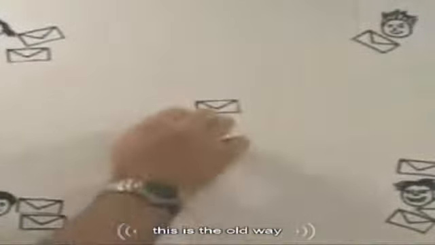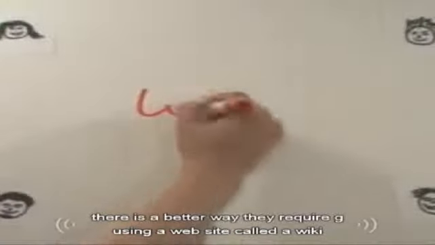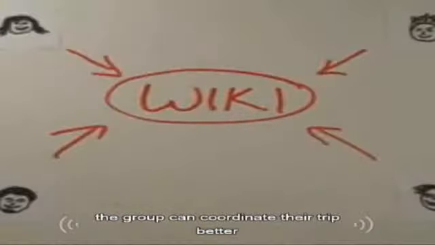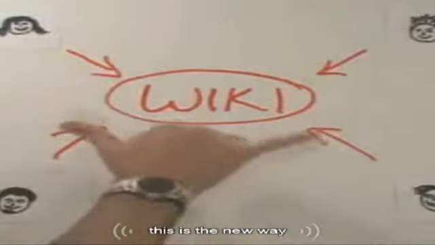This is the old way. Boo! The important information is scattered across everyone's inbox. This isn't coordination. Let's start over. There is a better way. It requires using a website called a wiki. Using a wiki, the group can coordinate their trip better. This is the new way.